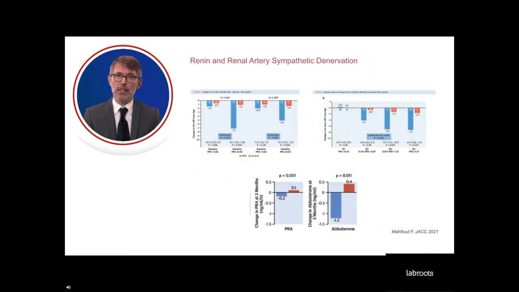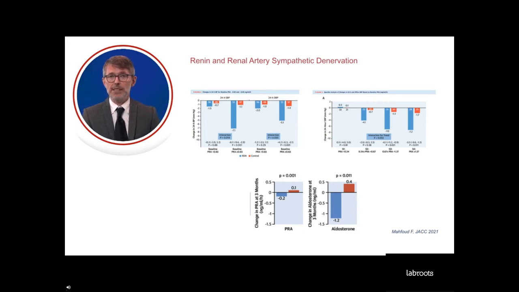Another potential application is in patients that we consider candidates for renal denervation. This is a very invasive procedure that uses radiofrequency to ablate and destroy the afferent sympathetic nerves in the renal artery. We know that not all patients with hypertension respond at the same level to this invasive procedure.